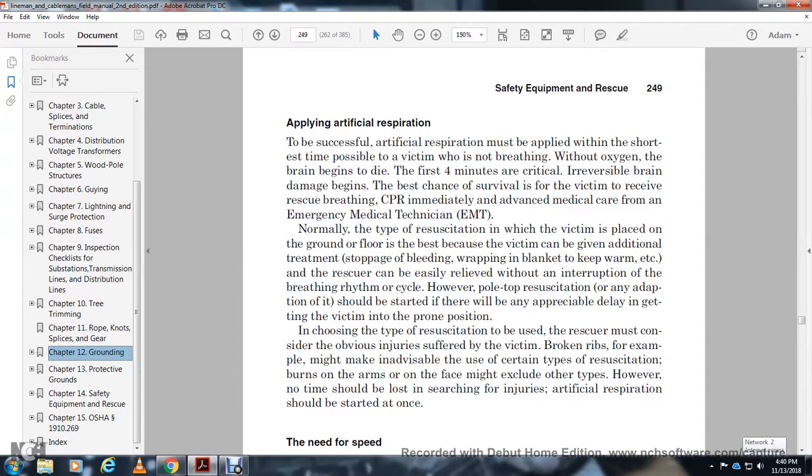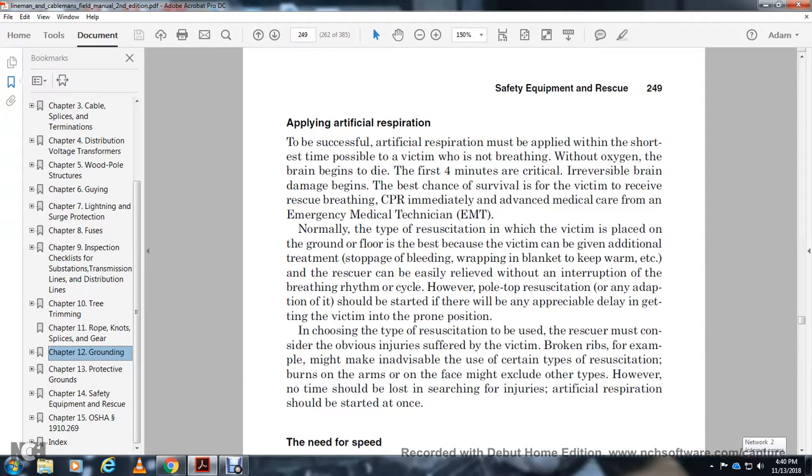Applying artificial respiration. To be successful, artificial respiration must be applied in the shortest time possible to a non-breathing victim. Without oxygen, the brain begins to suffer damage, so the best chance of survival of the victim depends on receiving rescue CPR immediately, followed by advanced medical care from emergency medical technicians.